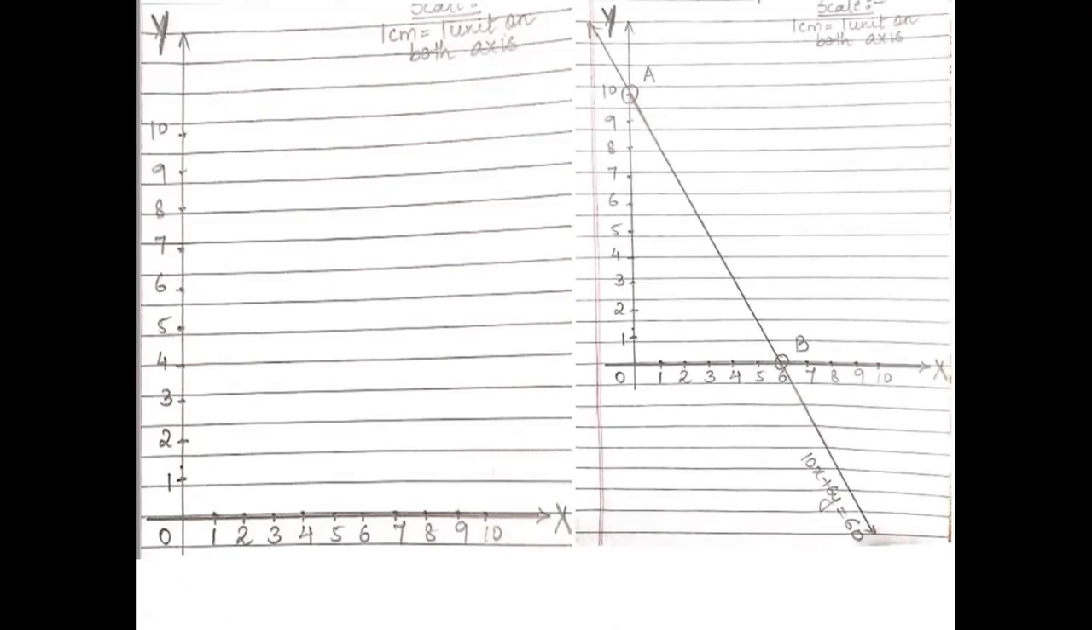As you can see, I have plotted a coordinate which was 0, 10. That means the value of x does not exist. So on the y-axis, I plotted 0, 10. In the same way, I plotted the second coordinate B, 6, 0. Join both the points like this, and you'll get the line of the equation. Then you can write the equation on the line: 10x plus 6y is equal to 60. I hope it's clear up till now, because you have already done this last year.